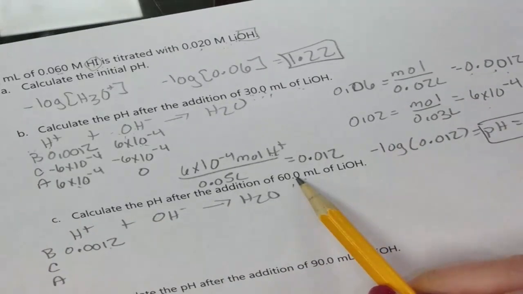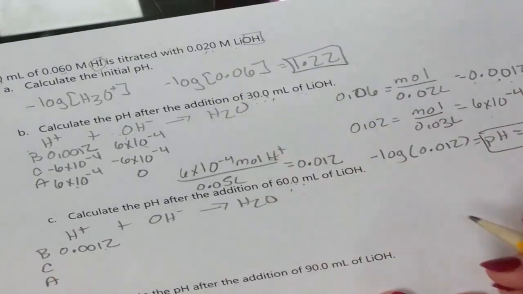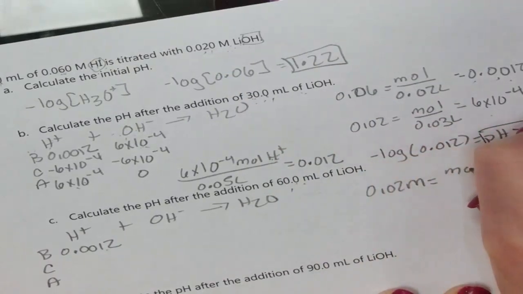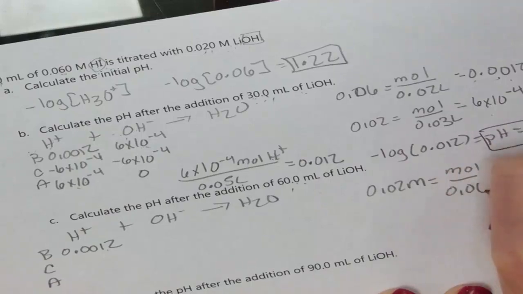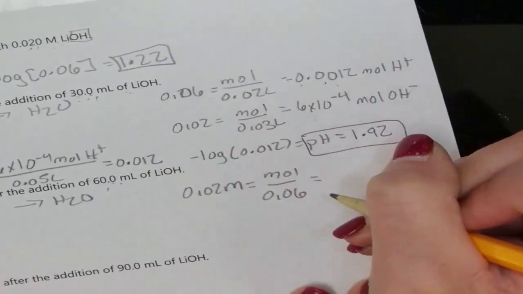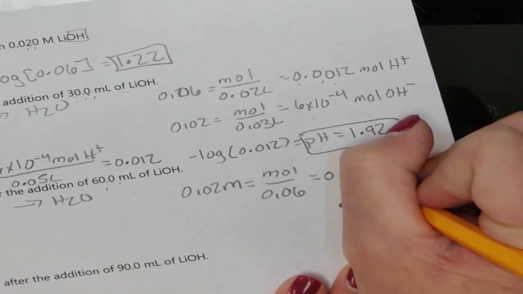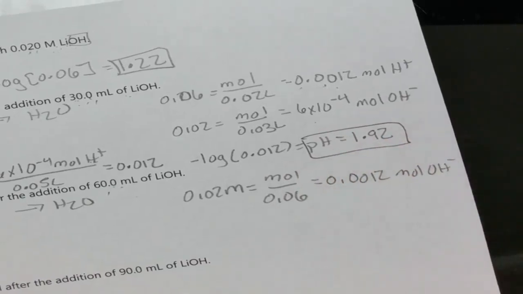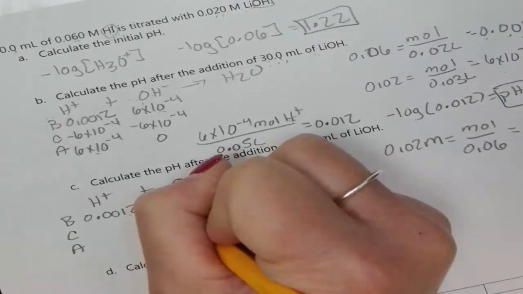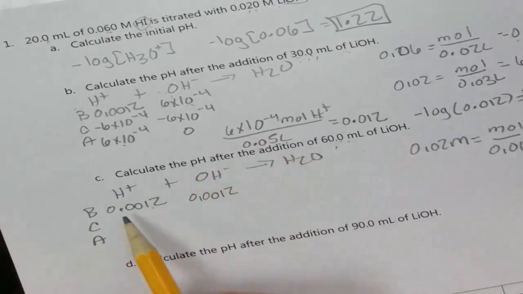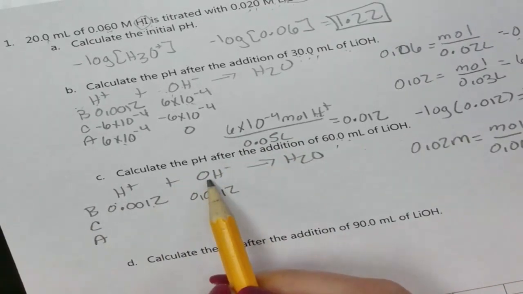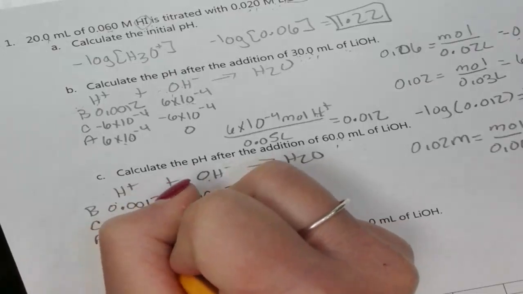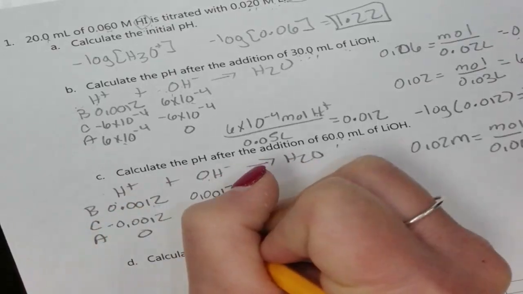So I added 60 milliliters of 0.02 molar base. So that's going to be 0.06, and that's going to give me a value of 0.0012 moles of hydroxide. So I'm going to take this value and put it in over here. What do I notice? I notice I have an acid and a base in a 1-to-1 ratio, and their values are the same. So they will both be used up.